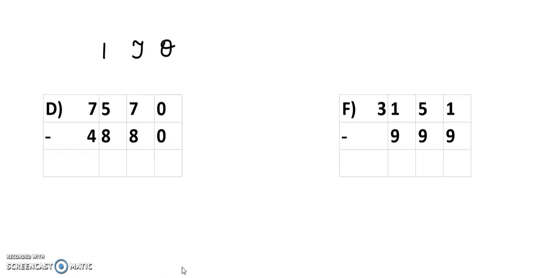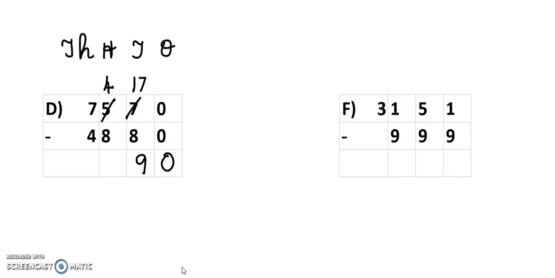Next one, write the place values of the number: ones, tens, hundreds, next thousand. So 0 minus 0, 0. Next 7 minus 8. No, we can't subtract because 8 is the greater number, 7 is the smaller number. So what do we have to do? We have to borrow from the before place. From 5, if you are borrowing, 5 becomes 4, 7 becomes 17. Next, 17 minus 8. 8 after: 9, 10, 11, 12, 13, 14, 15, 16, 17. So 9 is the answer.